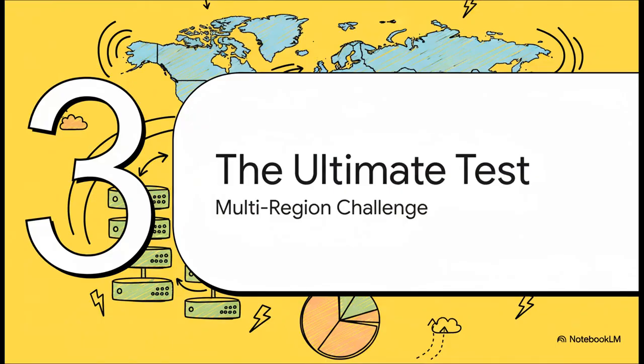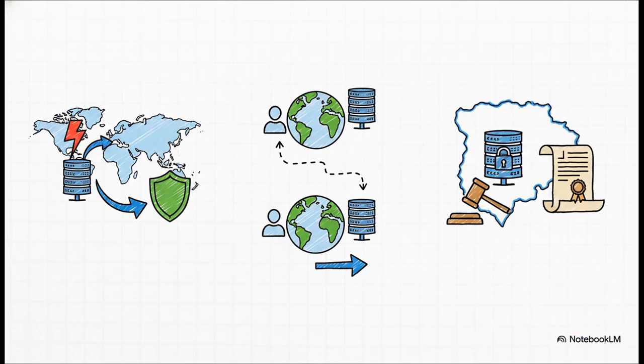Okay, so we've protected against a server failing, and we've scaled our database. But what about surviving a real catastrophe? I mean, what happens if an entire data center or even an entire geographic region goes completely offline? This brings us to the final frontier of architecture, the multi-region challenge. Why on earth would you take on this kind of complexity? Well, there are three huge reasons.